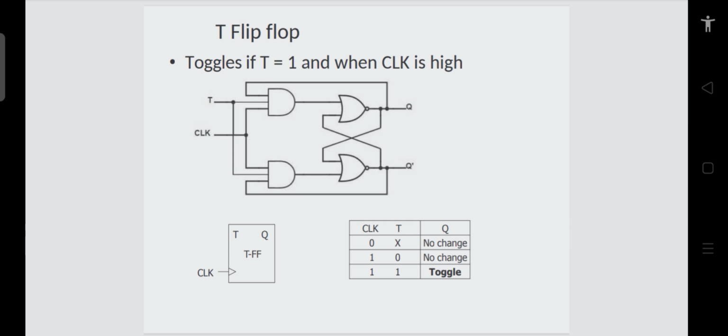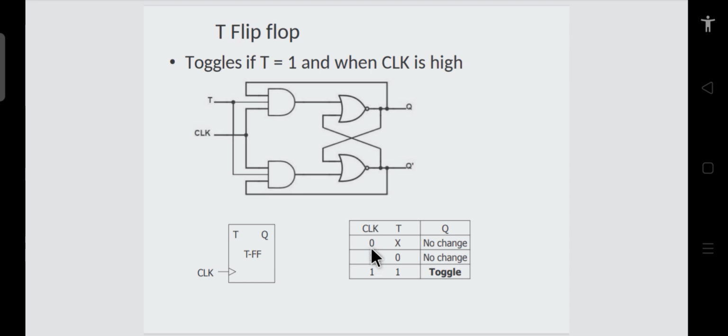This happens whenever you apply 1 at the T input, and this is the symbol for your T flip flop. And how do you make it? You take a JK flip flop and then connect both the inputs of the JK flip flop together. If you do this, then it becomes a T flip flop, and this is the truth table of your T flip flop.